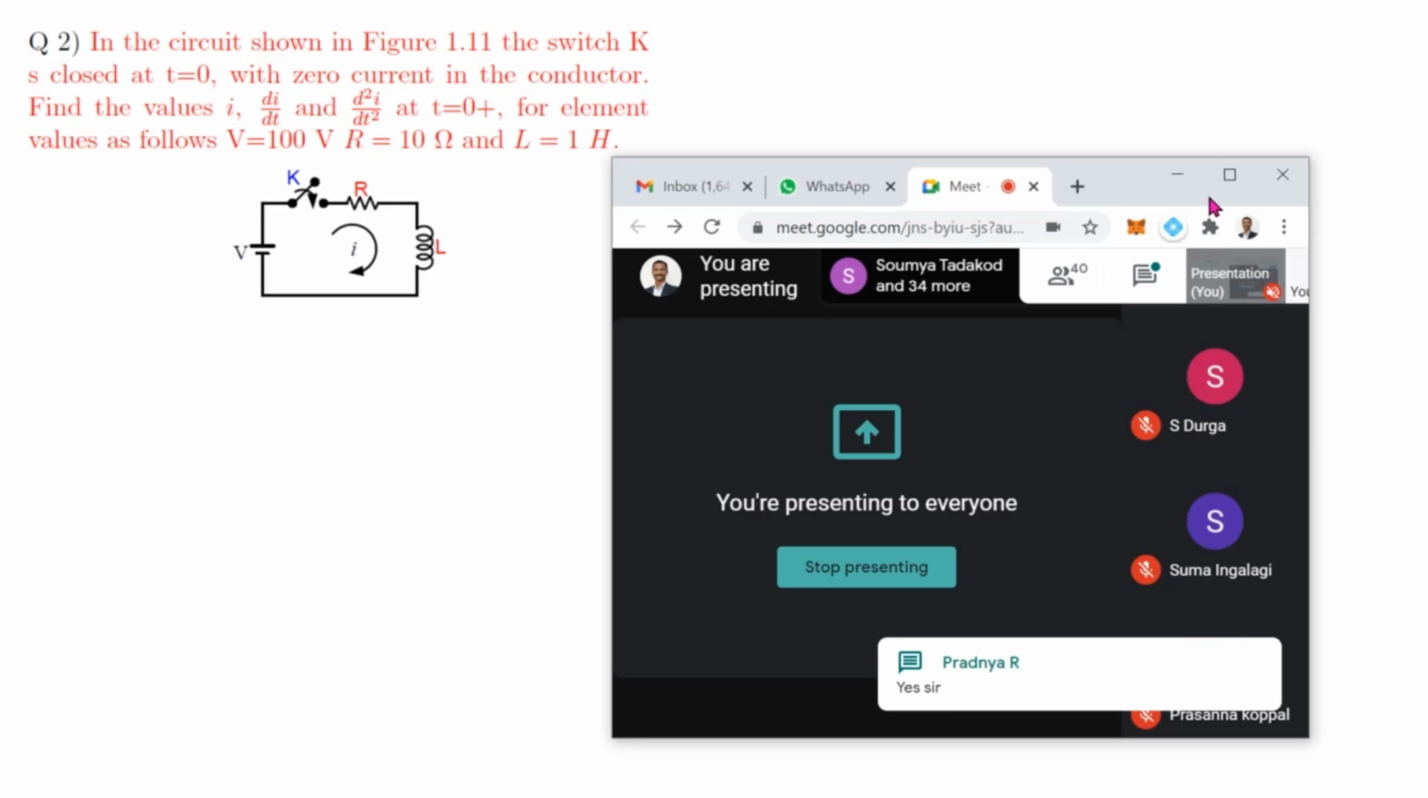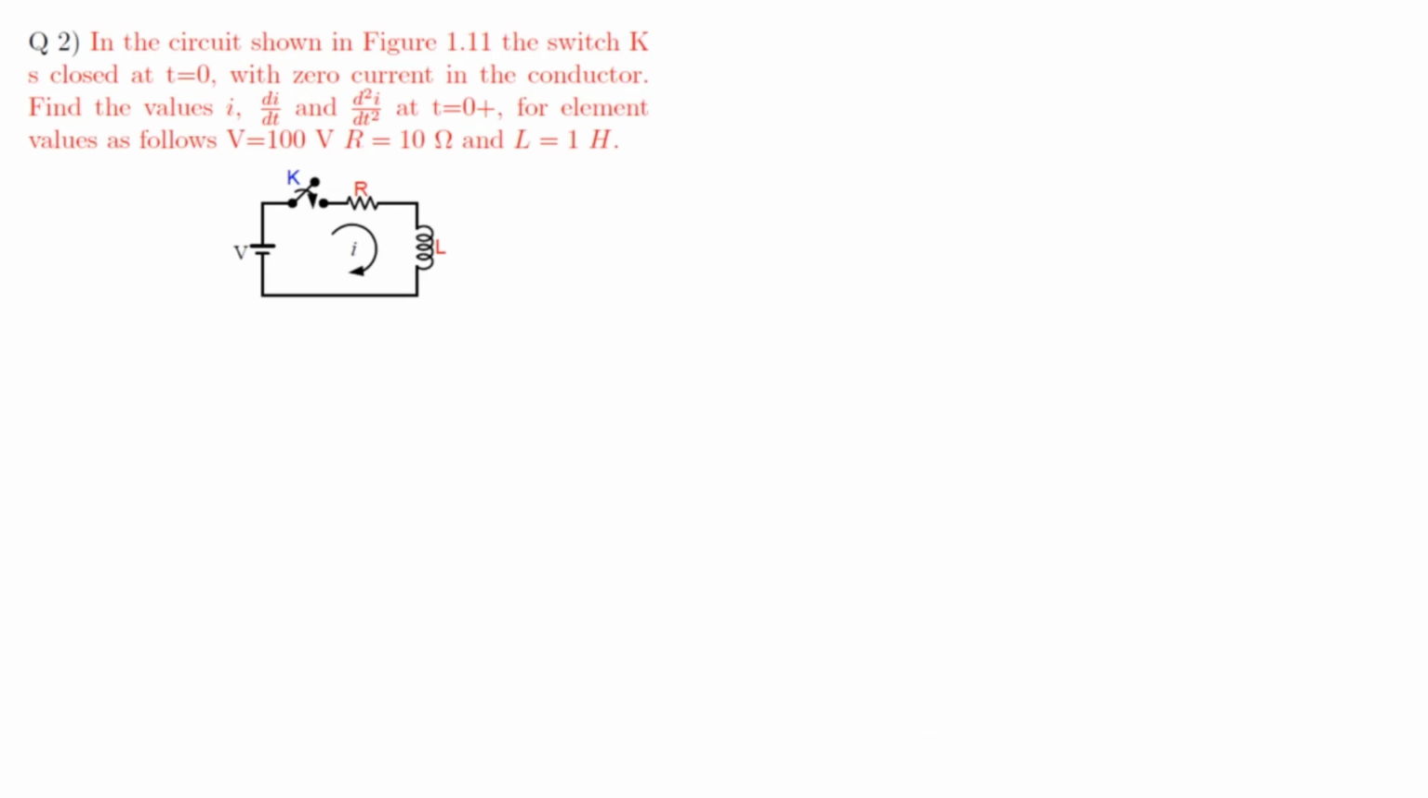Alright, we go ahead then. So read the problem properly. In the circuit shown in the figure, switch K is closed at t equals 0 with 0 current in the inductor. So find the value of I, dI by dt, and d square I by dt square at t equals 0 plus. For the element values, V equals 100, R equals 10, L equals 1.